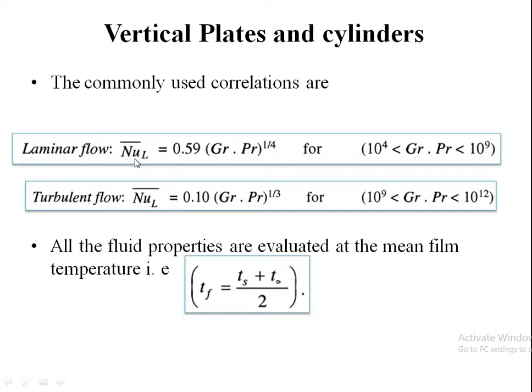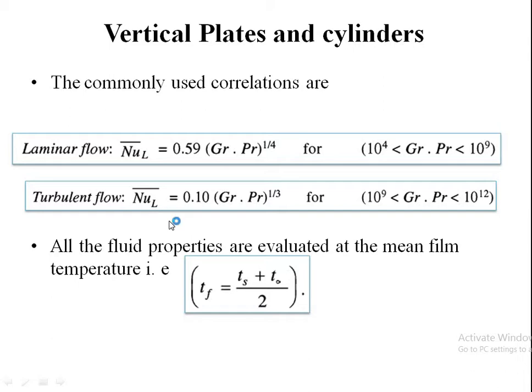So we can say that in that case the average Nusselt number, Nu suffix L bar, is equal to 0.59 multiplied by (Gr multiplied by Pr) raised to 1 by 4. Now if this Rayleigh number is in between 10 raised to 9 to 10 raised to 12, then we can say that the flow is a turbulent flow. So in that case we have to use the correlation for average Nusselt number equal to 0.10 multiplied by (Grashof number multiplied by Prandtl number) raised to 1 by 3.